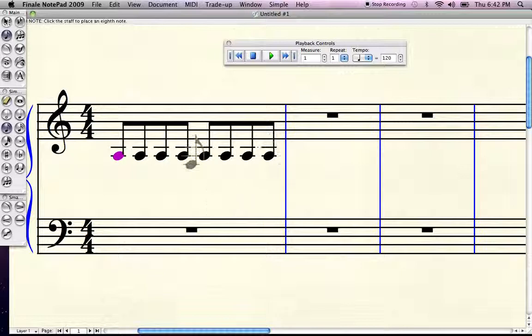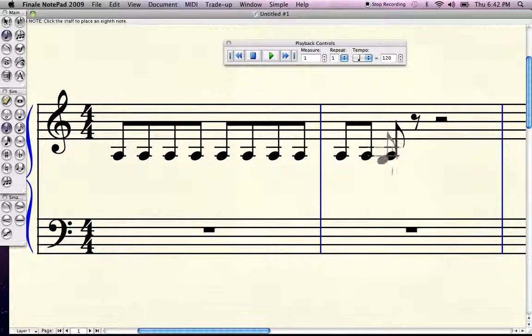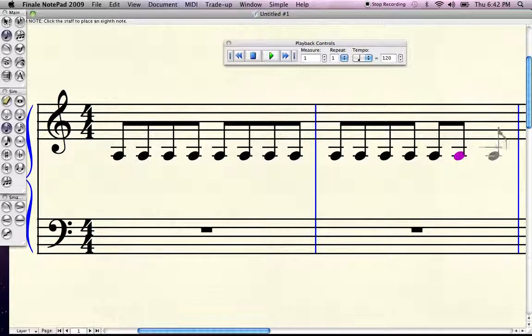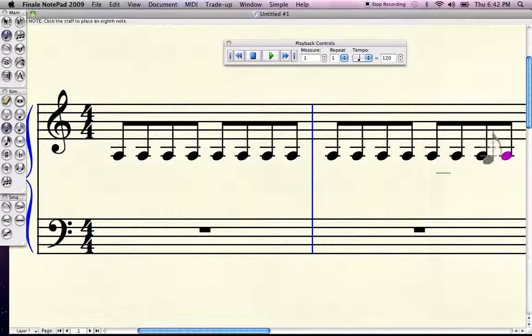1 and 2 and 3 and 4 and, 1 and 2 and 3 and 4 and, well, I screwed up there. 1 and 2 and 3 and 4 and. So you would count these measures 1 and 2 and 3 and 4 and, 1 and 2 and 3 and 4 and.